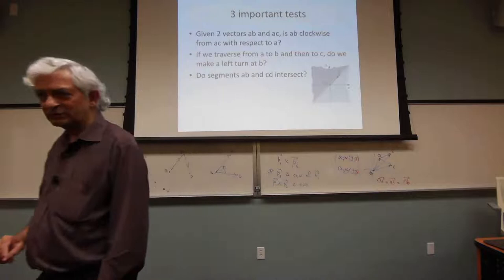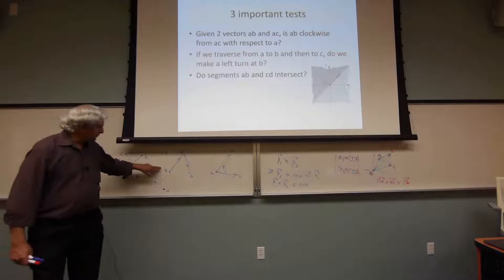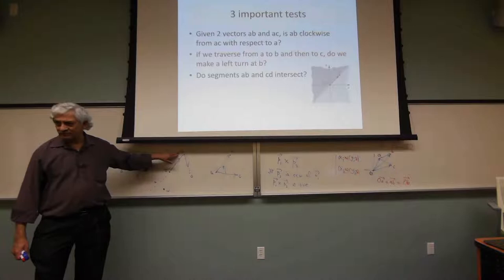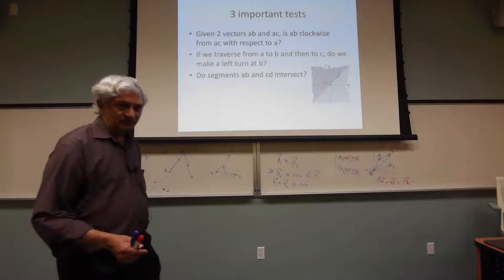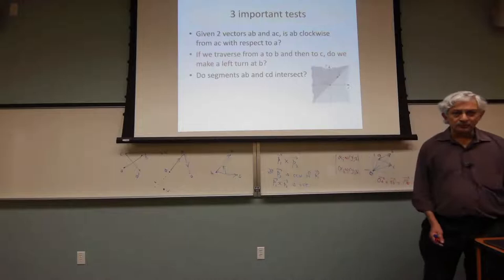The second question asks, I'm driving from A to B and then I'm turning to C. Is that a left turn or not? In this case, it is not, but if C were somewhere here, it would be a left turn. The answer would be yes. So you're supposed to write a program that does that for you. Everyone clear about the question?